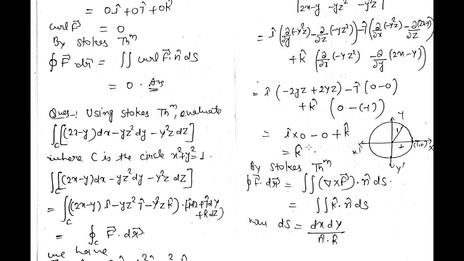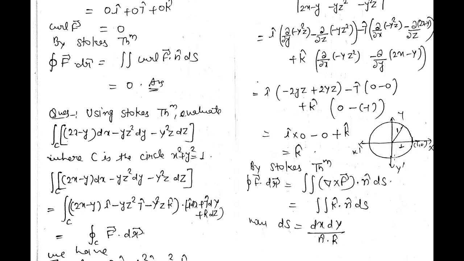Right, now next step by Stokes theorem. So your next step is to calculate del cross f vector into n cap, right? So your del cross f vector is k cap dot n cap. Now calculate ds. So ds, I told you, is dx dy upon n cap into k cap. N cap into k cap, why are we writing it here? Because our projection is only in the xy plane.